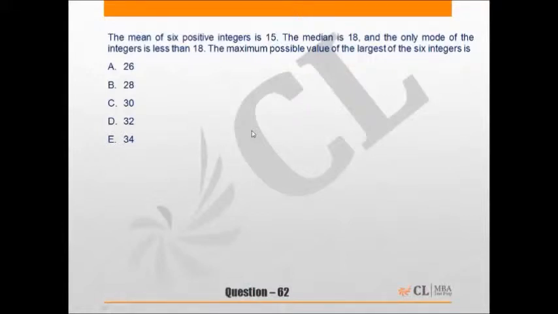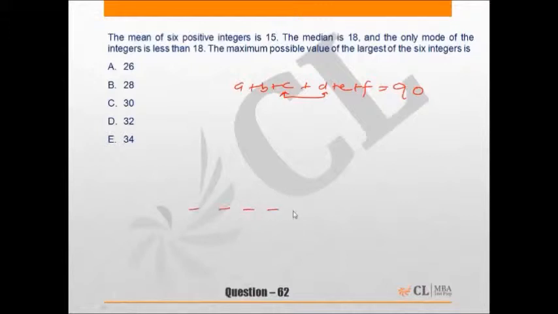The mean of 6 positive integers is 15, which means if A, B, C, D, E, F are the 6 integers, their sum is 90. The median is 18. As we have 6 terms, the median will be the average of the 2 middlemost terms. And it is also given that the only mode of the integers is less than 18. And we have to find the maximum possible value of the largest of the 6 integers.